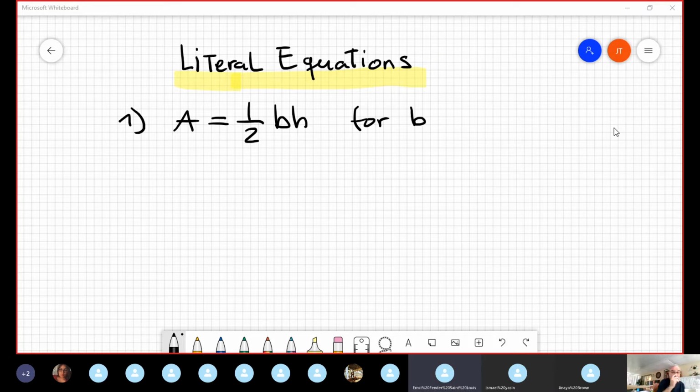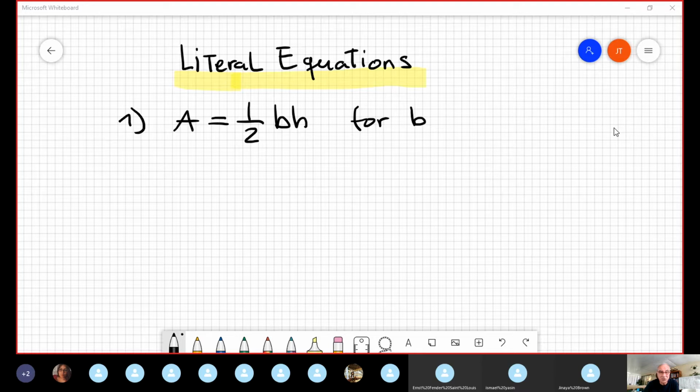The first topic, so we have several topics in test number 2. The first is super easy, in my opinion. It's literal equations. A literal equation is an equation that contains several variables. However, only one important variable is considered a variable. The rest of the letters are considered like numbers, right? So this is the formula.